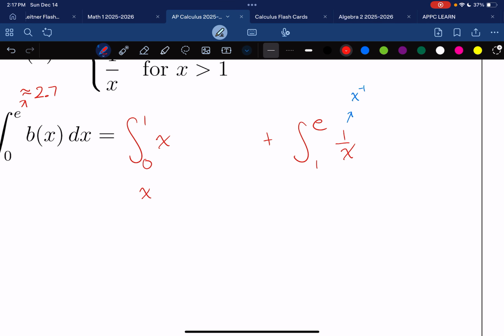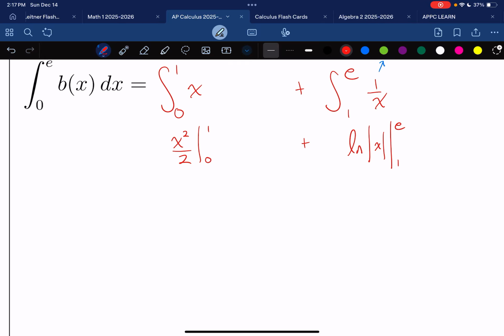This is going to turn into x squared divided by 2, evaluation bar between 0 and 1, and this one over here on the right is going to turn into the natural log, ln, of the absolute value of whatever the inside is. In this case, it's just an x, and it's again evaluation bar between 1 and e. All right, so I have the two pieces.